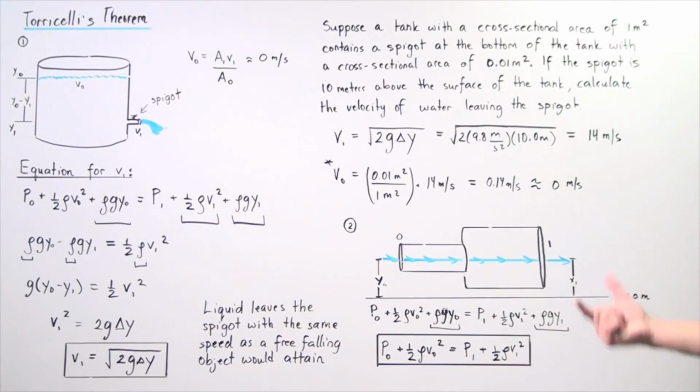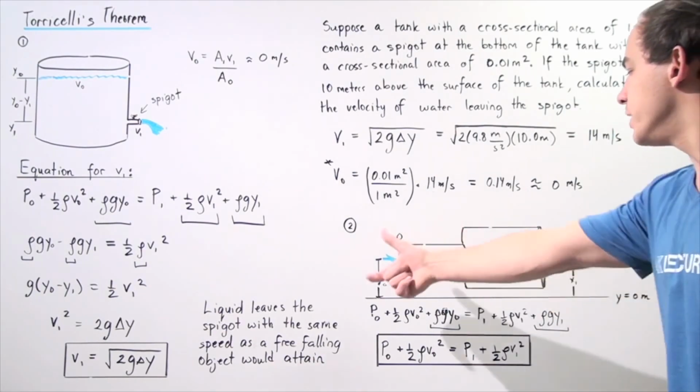So this is another important result that can be obtained from Bernoulli's equation that can help us find the velocity of the fluid within a certain pipe that has the following setup.